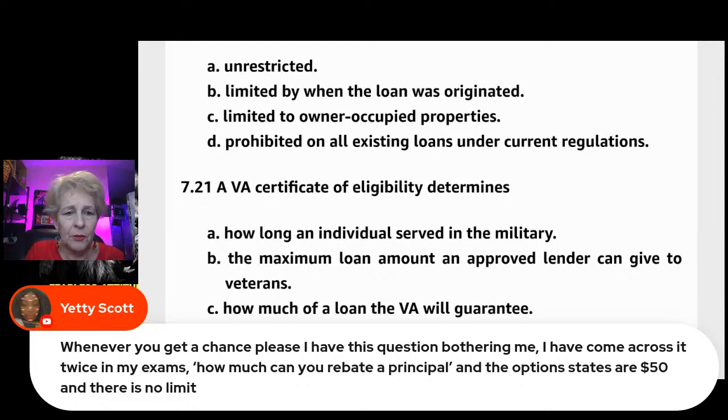So I have some across. How much can you rebate a principal? And the option states are $50 and there is no limit. Oh, you mean the answers it gives you are $50 and there is no limit.